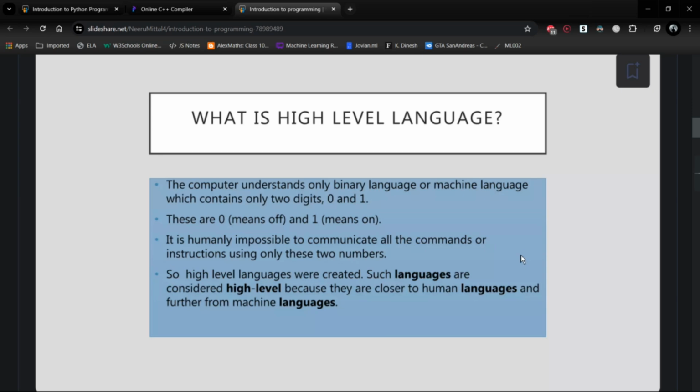So high level languages were created. Such languages are considered high level because they are closer to human languages and further from machine languages. Examples of high level languages: Python, C++, Java. The programming languages we use today are all high level languages. And what is assembly language? Assembly language was used during the 1980s and before that time.